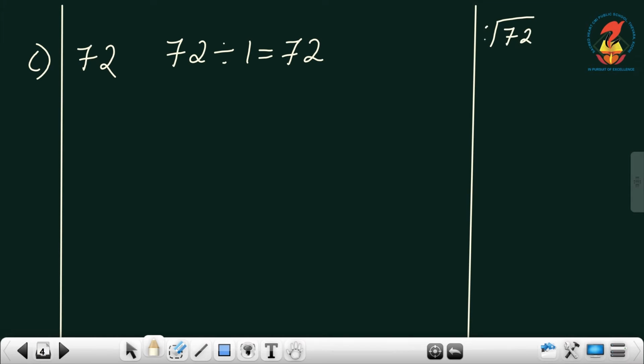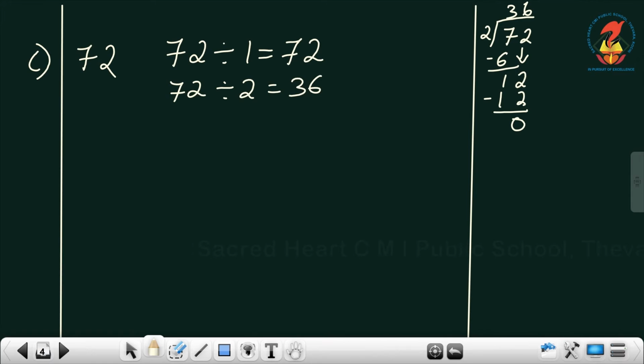72 divided by 2. 3 2s are 6. When you minus, you get 1, bring down 2. 6 2s are 12, you will get the remainder as 0. So how many times? 36. So 72 divided by 2 will give you 36. Now we shall check 3's table.